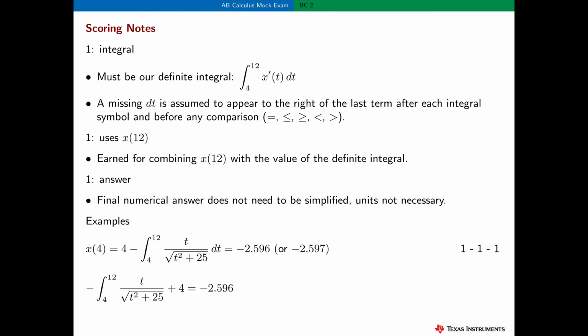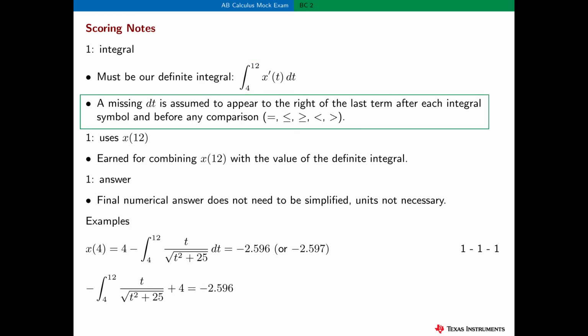Here are some interpretations of these scoring guidelines. The student must present our definite integral to earn the first point, and that means they must include the limits. We often struggle with scoring responses that do not include the dt. Without a dt, the integrand can be ambiguous. This is a very informal guideline that we often use, that we've developed over the past few years. Now look, there's no guarantee that this will be used in future exams, but it does seem pretty reasonable, and it seems pretty fair to students.